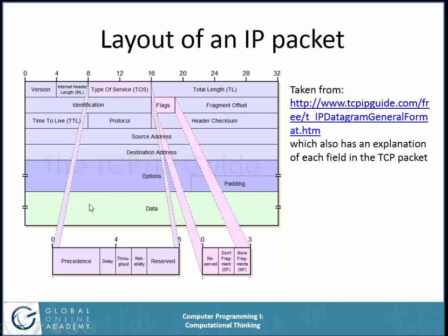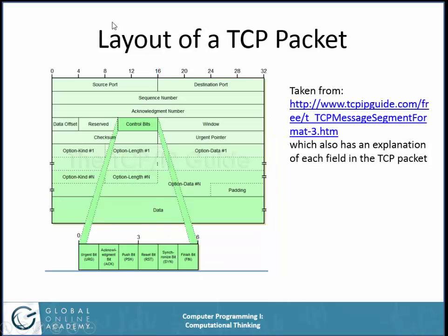This data is the TCP packet. The data for an IP packet is the TCP packet. So let's see what that looks like. Here, 32 bits, 32 bits, 32 bits, 32 bits, and so on. It's got the source port, the destination port, sequence number, acknowledgement number, and so on.